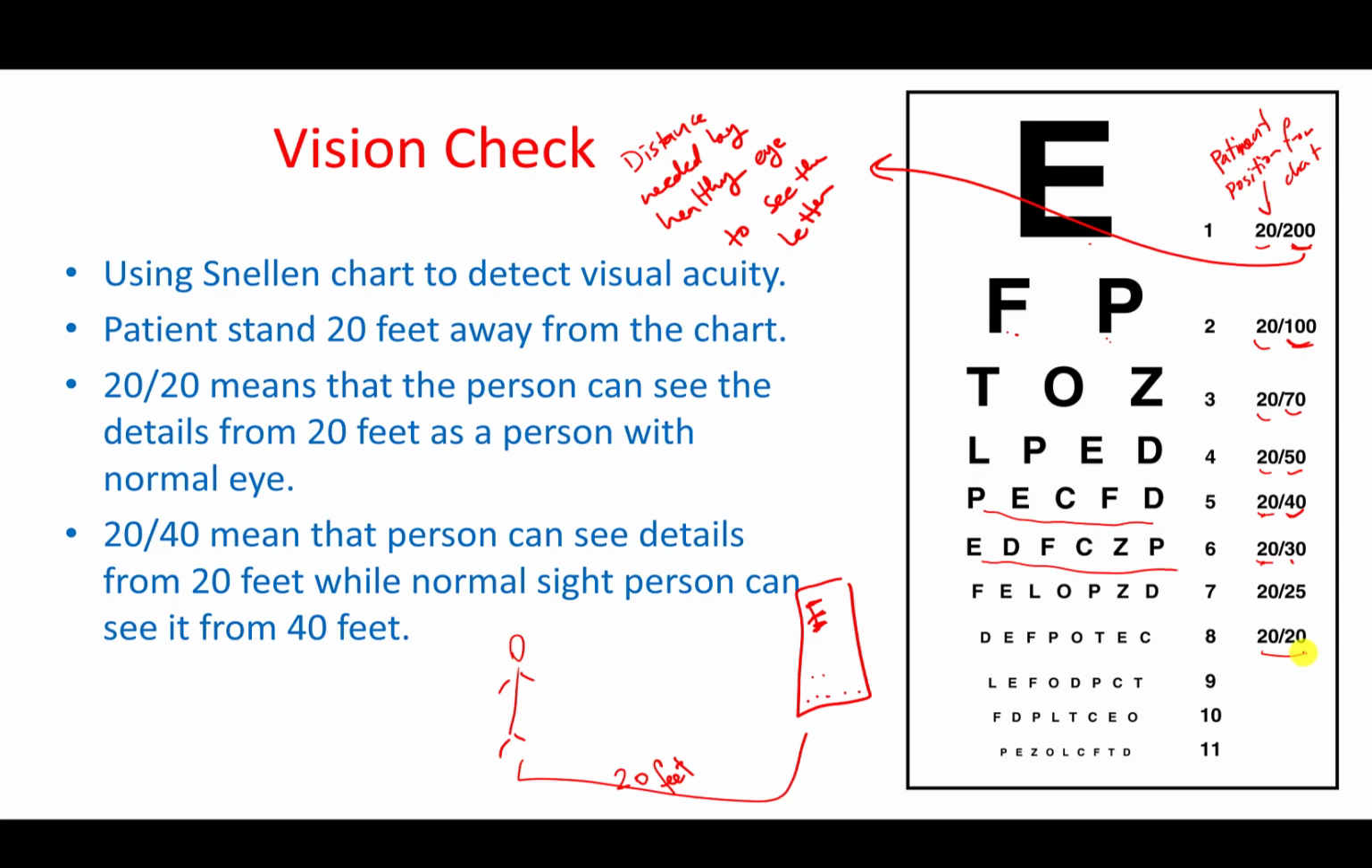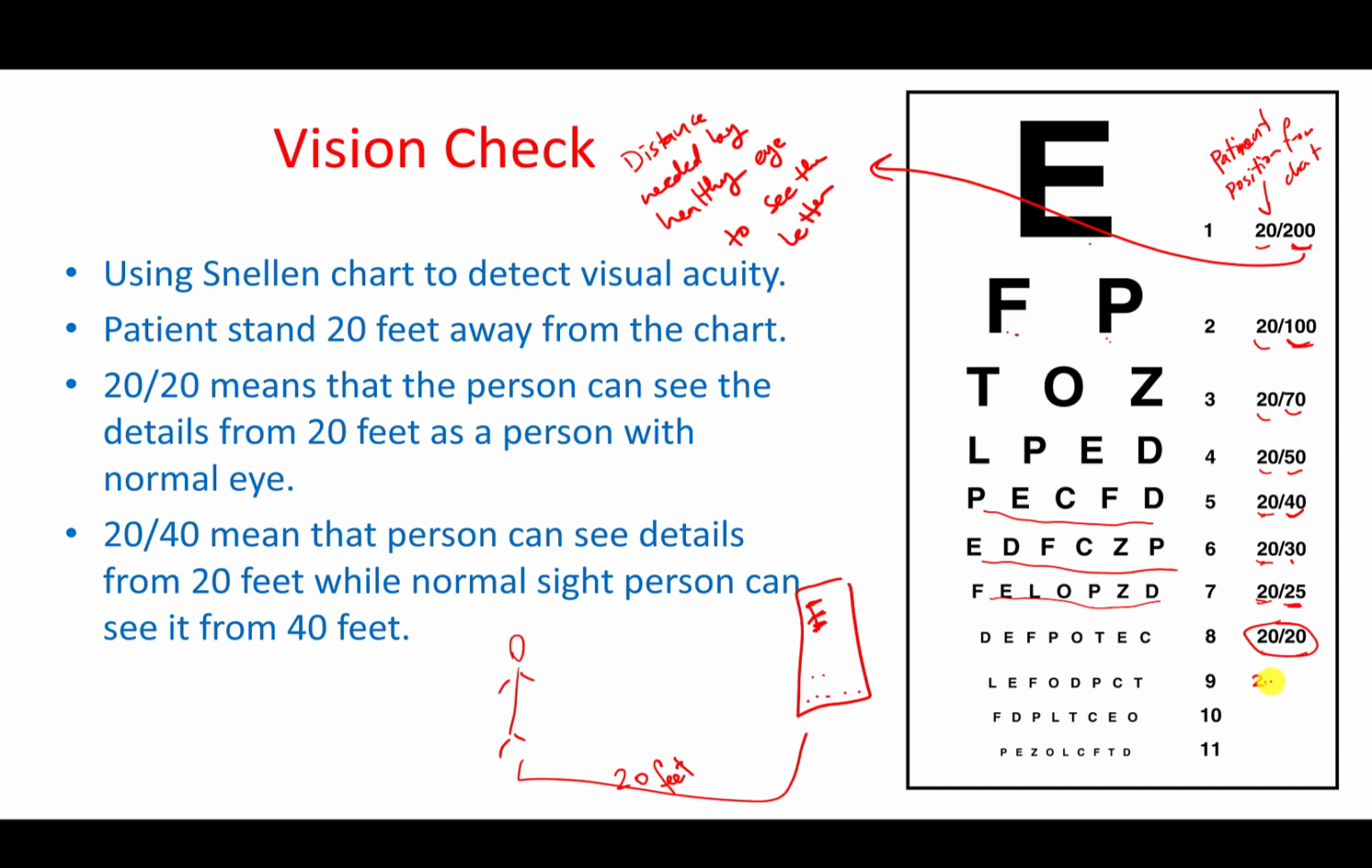If it's 20/20, it means they have perfect eyes, right? But if it's 20/25, it means they have a slight degree of nearsightedness. It means they need to get closer in order to see far objects. A healthy individual should be standing at 25 feet and be able to read this line.